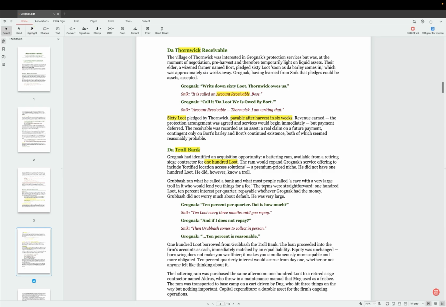It's a deal where they would lend you things for a fee, and the fee would be 10 loots every 3 months until they repay, right? Payable whenever Grognets had the money. Great. This obligation creates a liability called loan payable. Again, the company receives cash and at the same time records a liability.